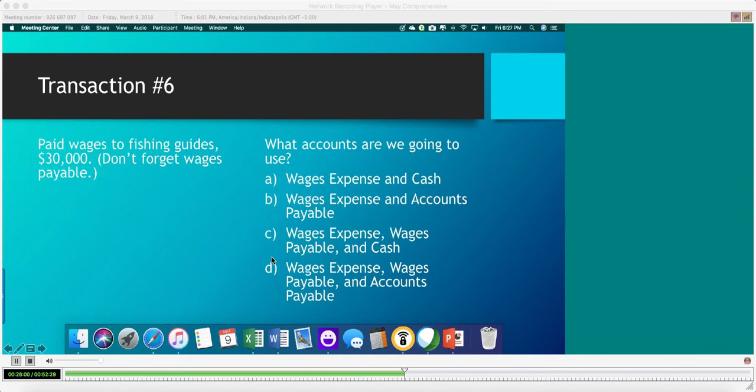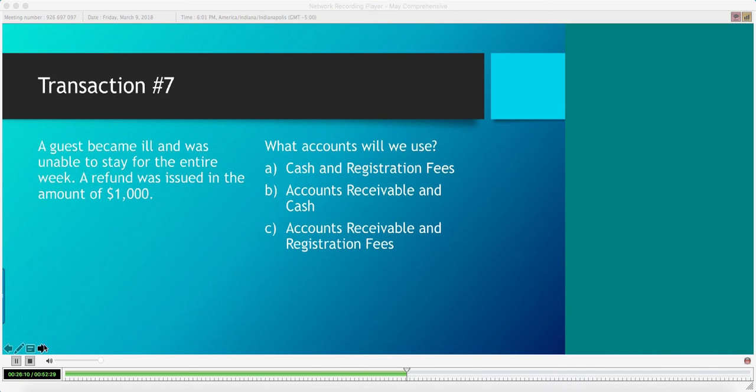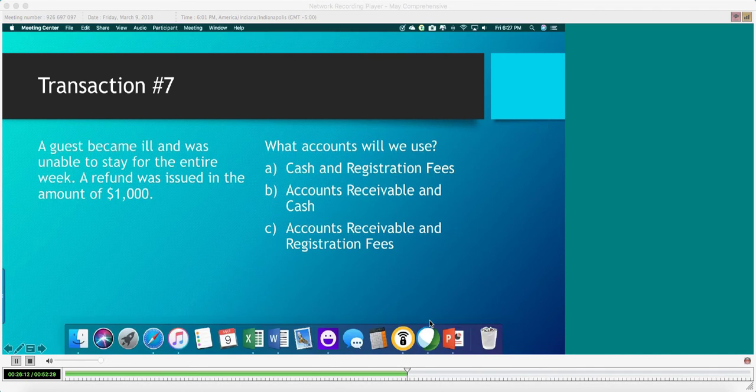That is one that is commonly missed. Okay. Last transaction that we're actually going to go over. A guest became ill and was unable to stay. They were issued a refund of $1,000. So what accounts would we use to issue a refund to a client? Would it be cash and registration fees, accounts receivable and cash, or accounts receivable and registration fees?